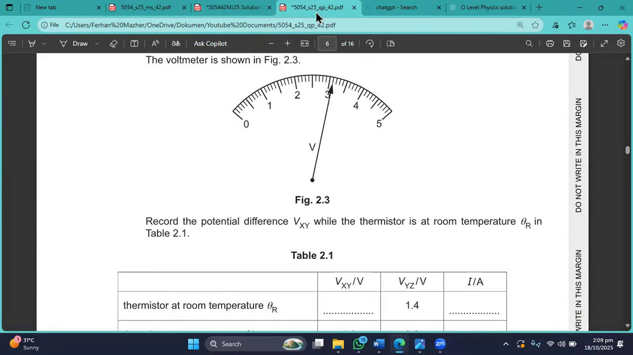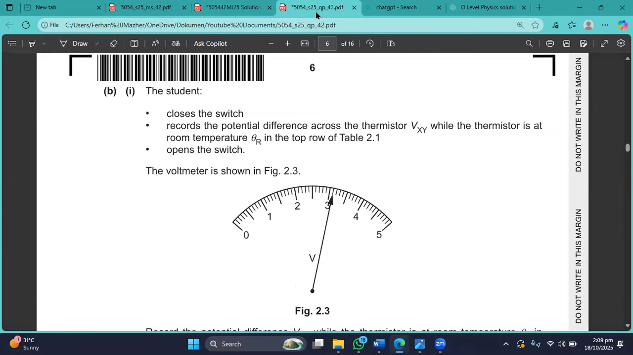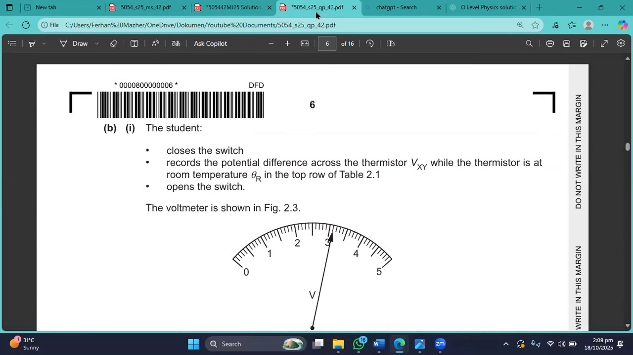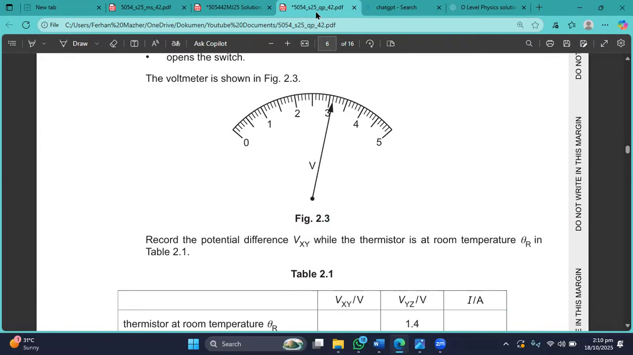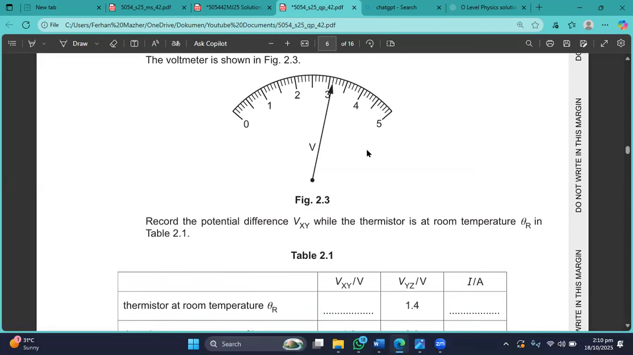Okay, then the student closes the switch, records the potential difference across the thermistor Vxy while the thermistor is at room temperature. You are in the top row of table 2.1. Open the switch, the voltmeter is shown. So on this voltmeter, the reading now is how much? This is 3, this is 4. So this is basically 3.1. The reading is 3.1. Record the potential difference Vxy while the thermistor is at the room temperature in the table.